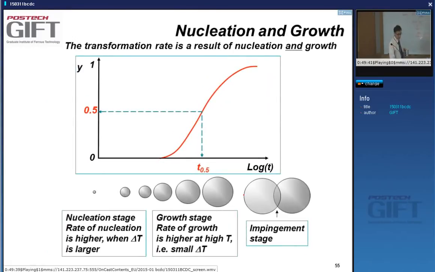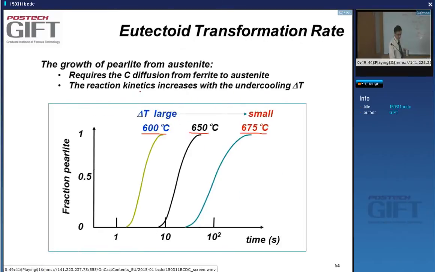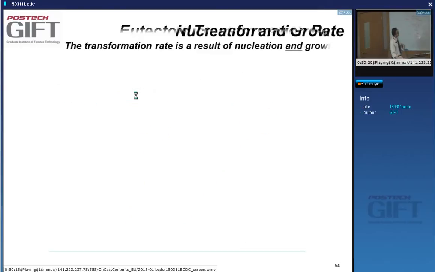Let me just go back here. So what controls the growth of the pearlite? Well, the two things: carbon redistribution. The carbon doesn't like to be in the ferrite because there's no solubility, yes? So it will form cementite. So it's got to diffuse away from the ferrite that forms, yes? Okay, so that takes time.